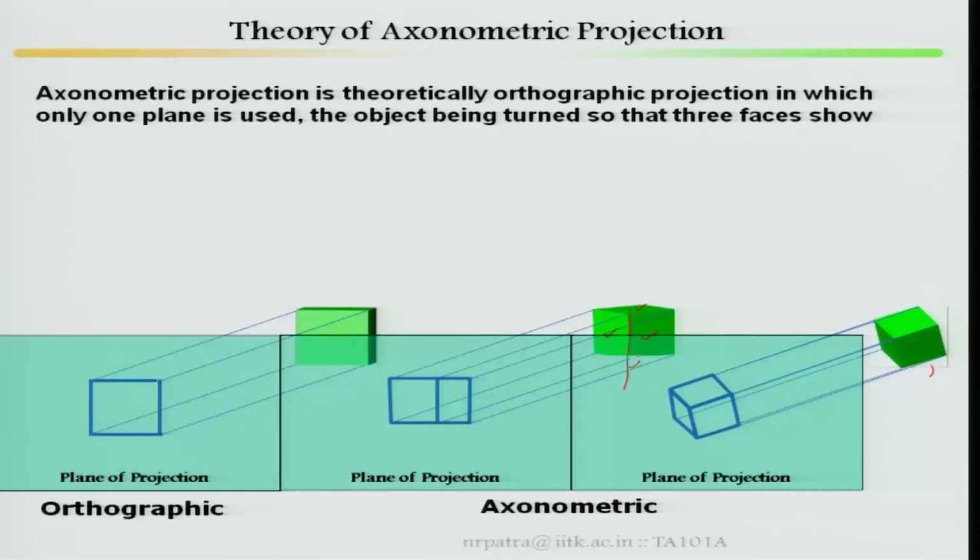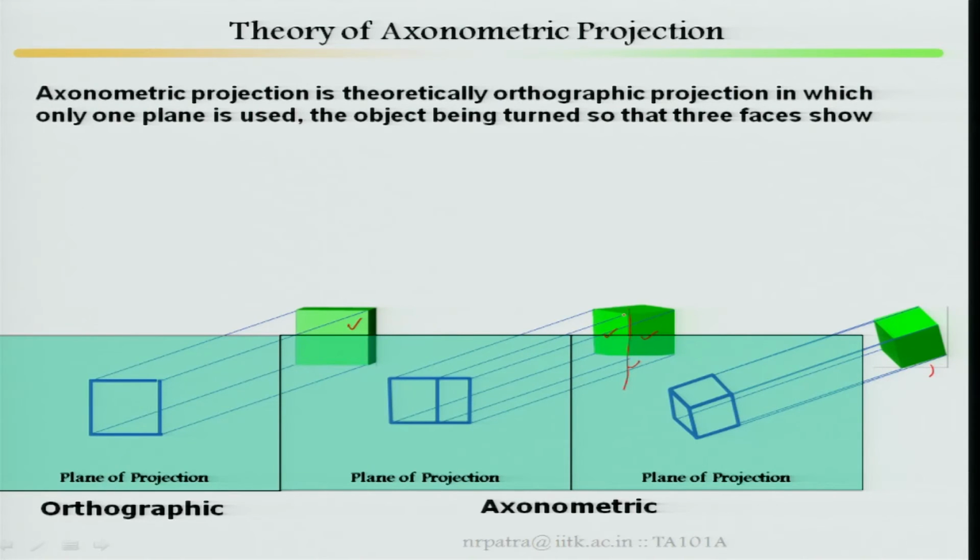Axonometric projection is theoretically orthographic projection in which only one plane is used, the object being turned so that three faces show. It is basically an extension of orthographic projection. The only difference is that it has been rotated with respect to a certain axis as well as a certain view, so that I can visualize three faces. Here I can visualize only one face very clearly and predominantly. Here I can predominantly see this view and this view, and some part of your top face, not top view, top face.